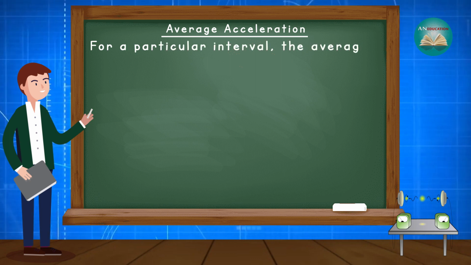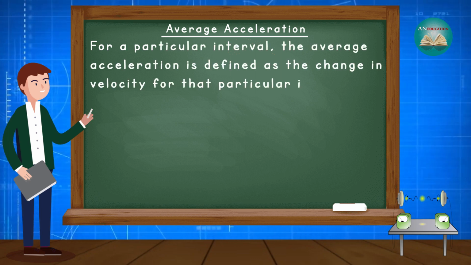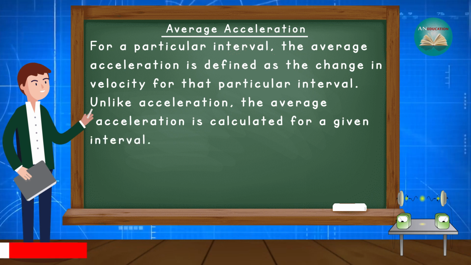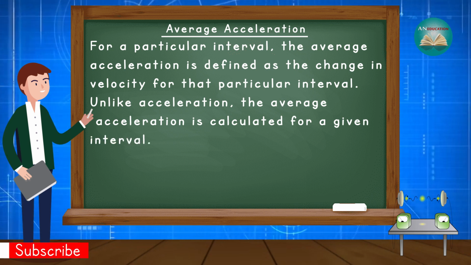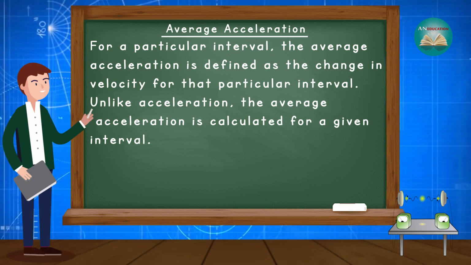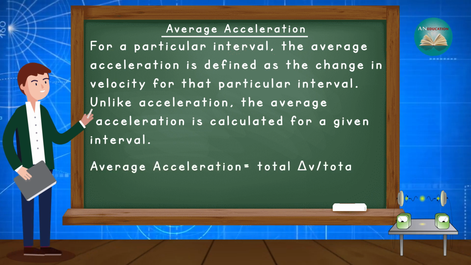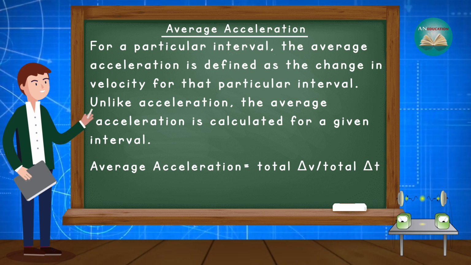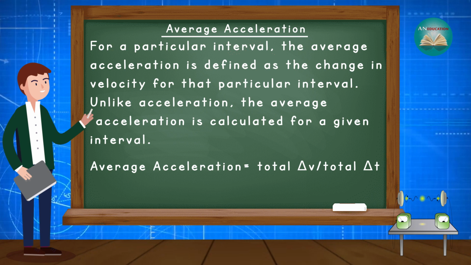For a particular interval, the average acceleration is defined as the change in velocity for that particular interval. Unlike acceleration, the average acceleration is calculated for a given interval. Average acceleration is calculated by the following formula: average acceleration is equal to total delta v upon total delta t. This means total change in velocity upon total change in time.